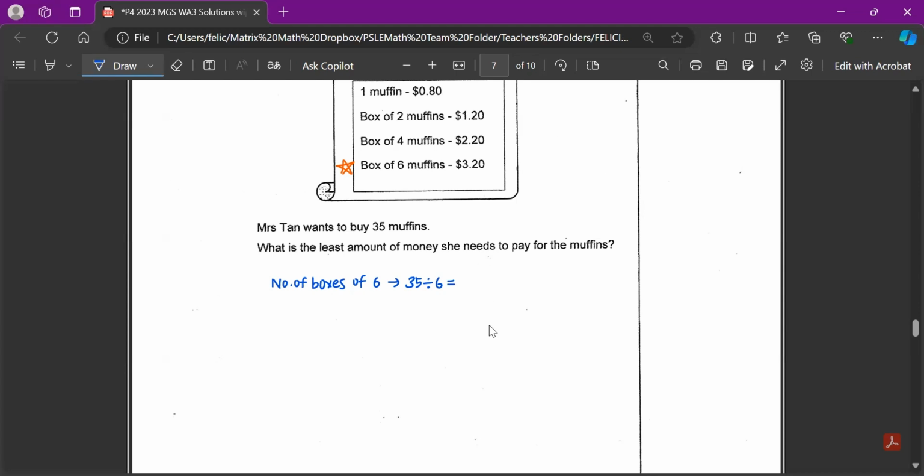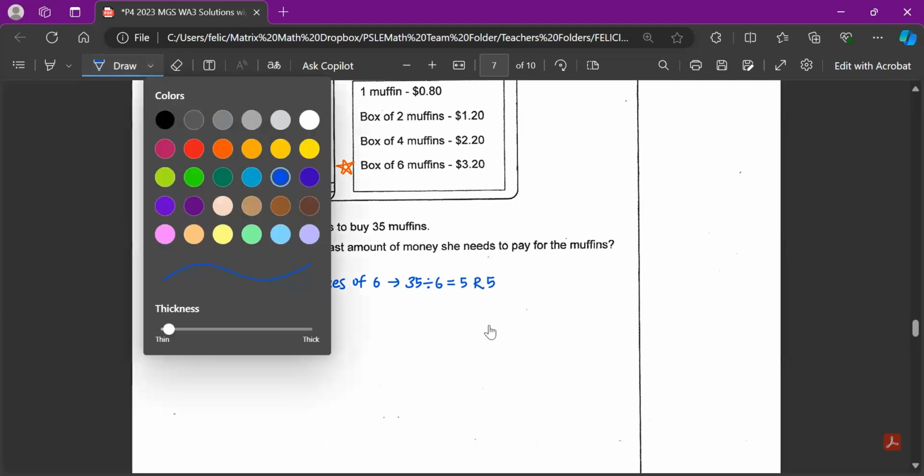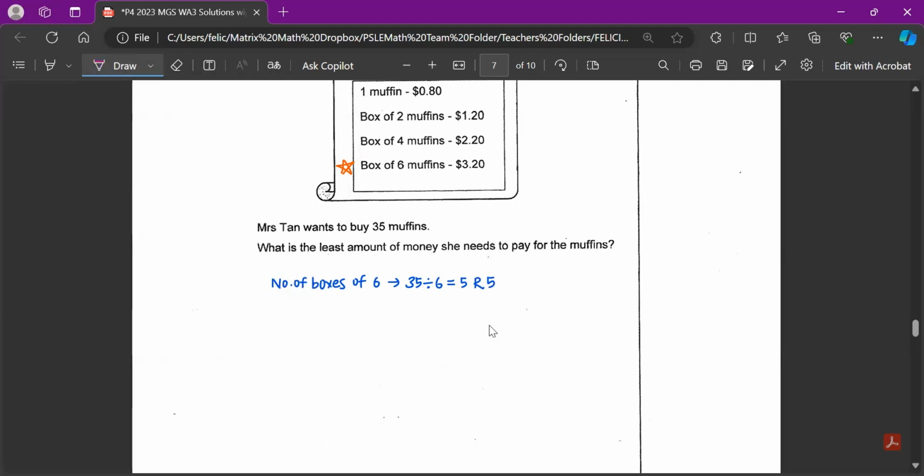So if you do your times table, if you're good at your times table, you realize that this will be 5, remainder 5. So what does the first 5 represent? The first 5, you all must understand, is actually the number of boxes, because that's our goal, right? When we do the division, this is to find boxes. Now, what about this 5 here? The remainder 5 here is actually remainder 5 muffins.